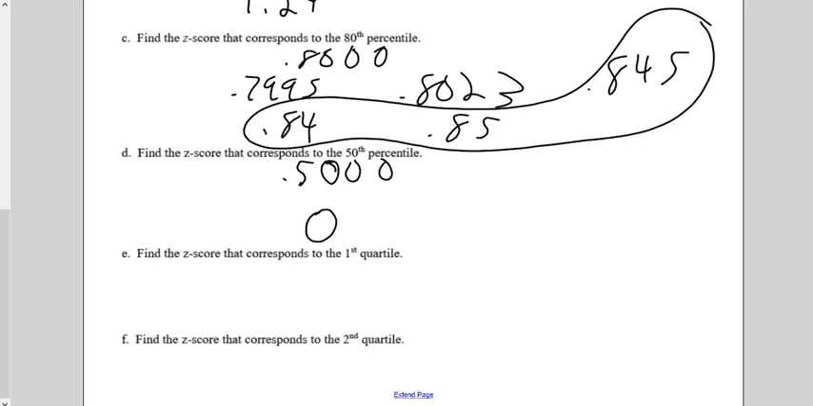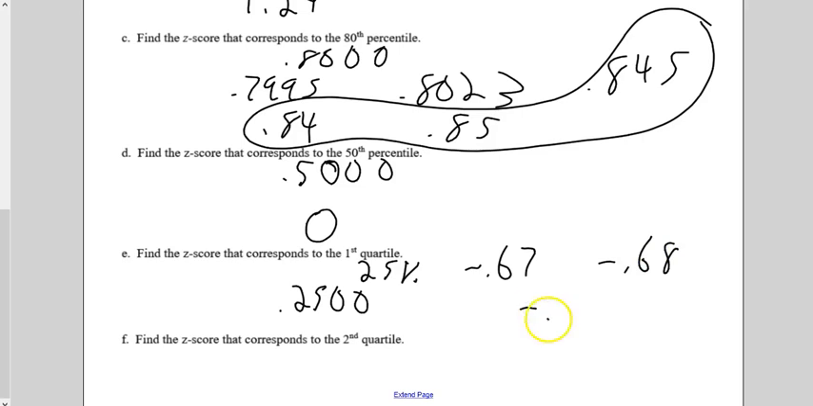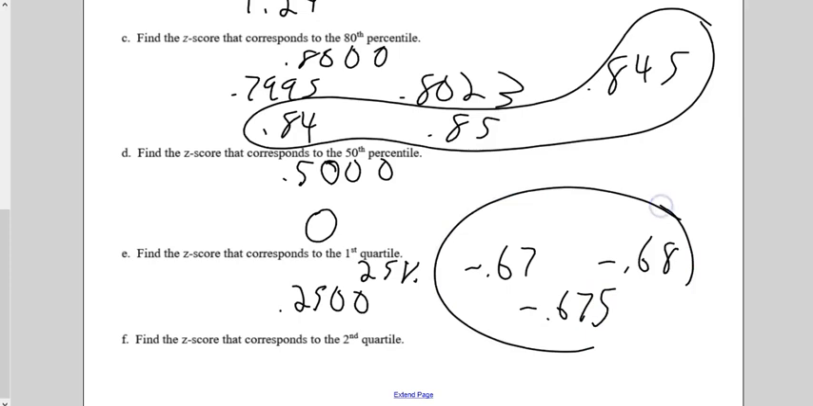Okay, first quartile. If you think about quartiles, we talked about this with box-and-whisker plots. That's 25%, so we're looking for 0.2500. Now when you do that, of course, that's going to be on the left side, the negative side of the z-chart. I will accept negative 0.67. I would accept negative 0.68, and the most accurate would be negative 0.675. Again, any one of those three is acceptable.